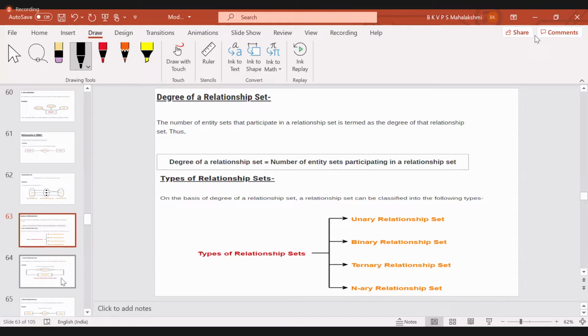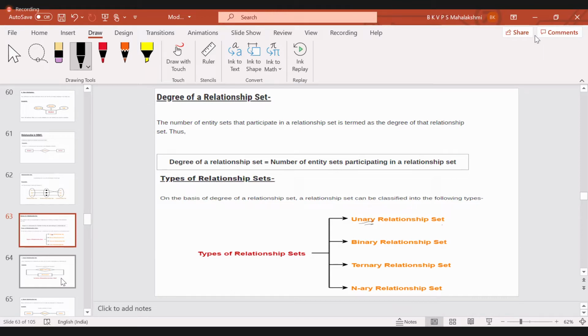So we go with the unary. Is everybody listening? Yes, ma'am. Coming to the unary relationship set, we already know the meaning of a relationship set. Among how many entities the relationship set exists, that gives the name of the relationship set. A unary relationship set is a relationship existing within itself, because the name itself says that in this relationship set only one entity is participating.